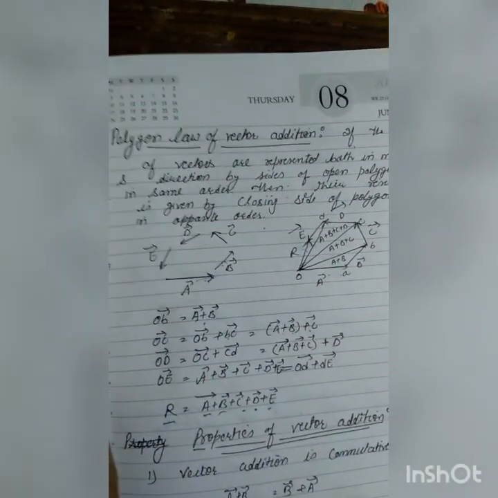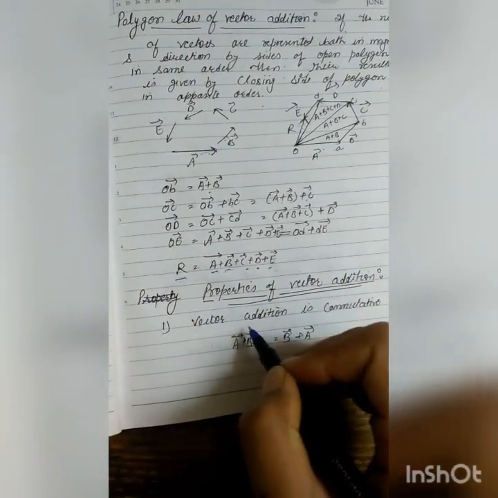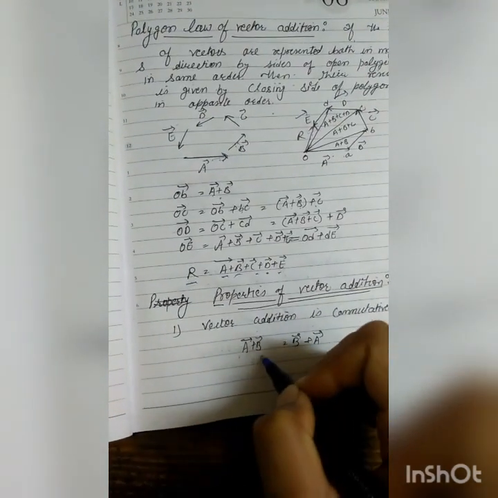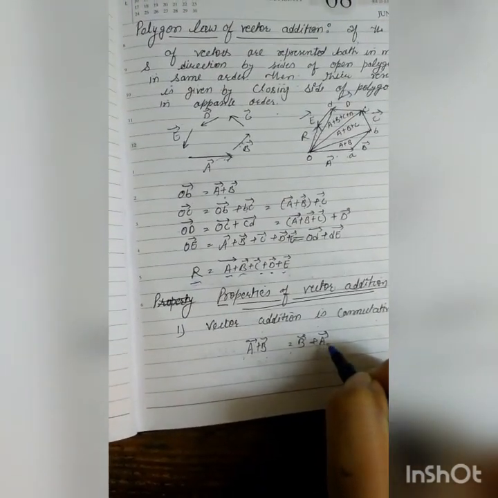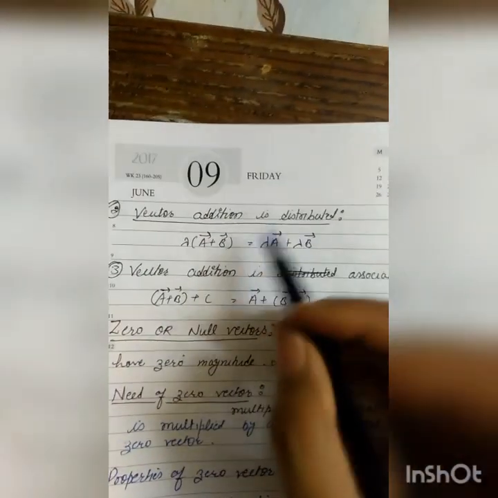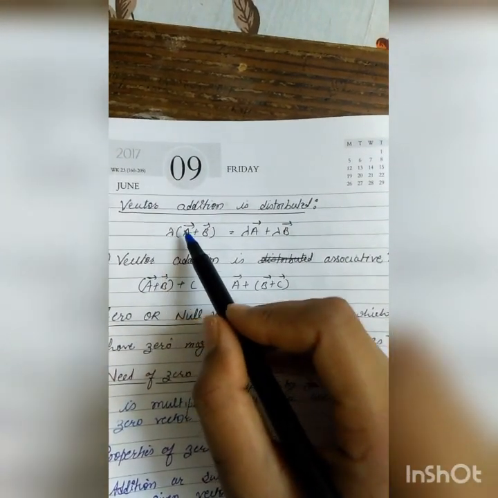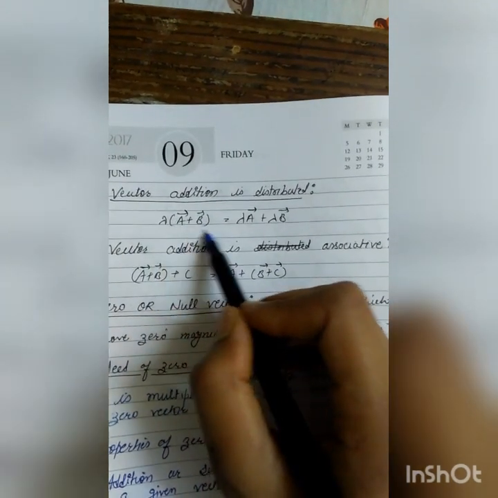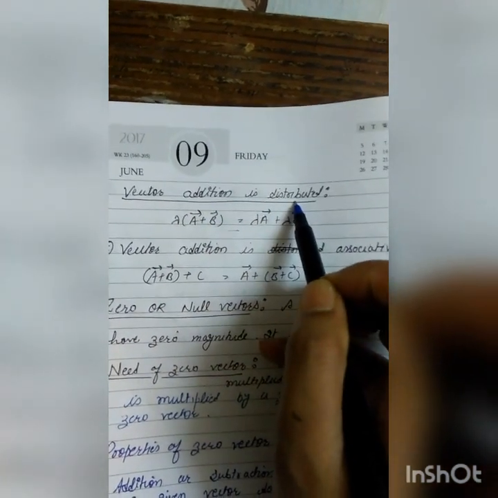Right? Now we have the properties of vector addition. First, vector addition is commutative. Commutative means you write a plus b or b plus a, the answer of both will remain the same. It means vector addition is commutative. Next, vector addition is distributive. Distributive means lambda is multiplied by A, and lambda is multiplied by B. This term is multiplied with every term taken in the bracket. So vector addition is distributive.